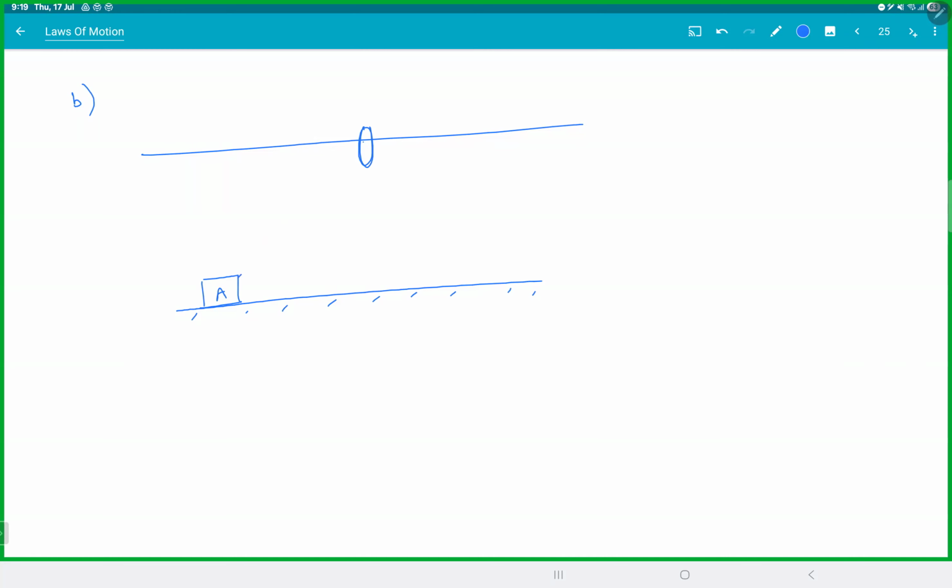Now what you're saying is true, but every time it won't be so easy to say that. So we got a ring here. This ring is sliding on a horizontal rod. So V ring is 2 meters per second.